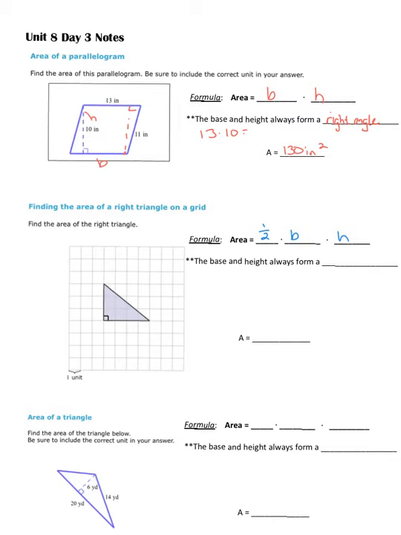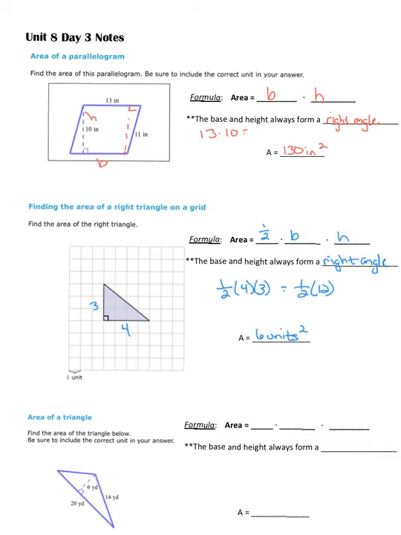Well, first of all, the base and the height always form a right angle. Let's count. 1, 2, 3, 4. The base is 4. The height is 3. So the area is 1/2 times 4 times 3. 1/2 times 12. It is 6 units squared. Now, some of these you might have heard years and years ago, but now we're going to do more with them. All right?